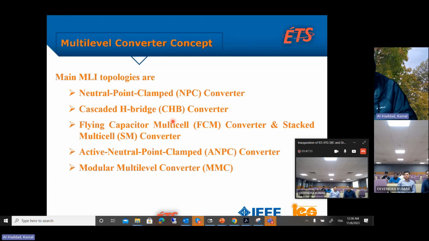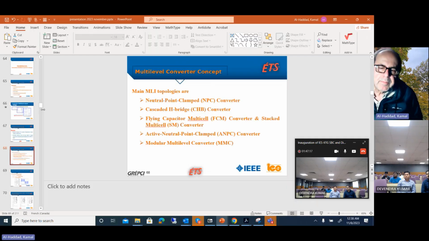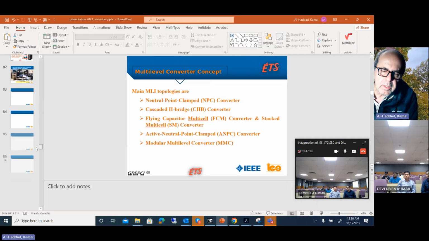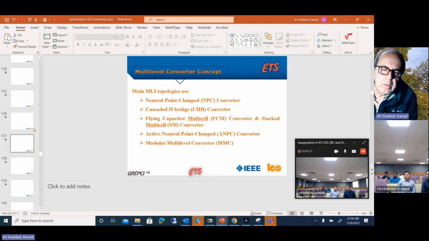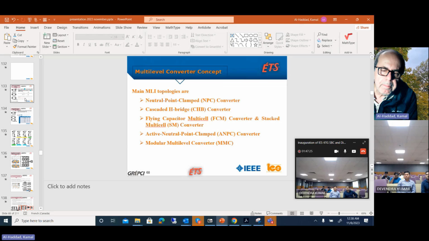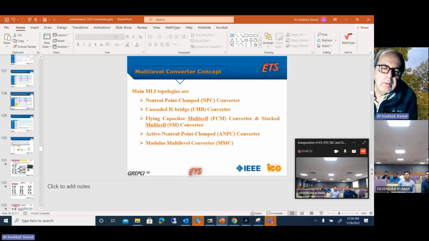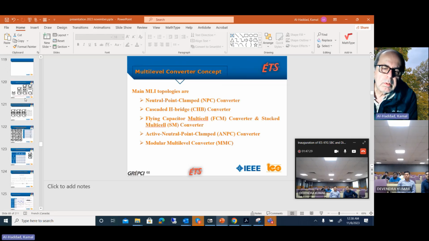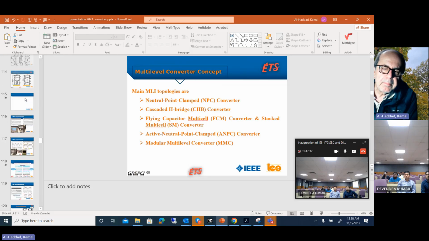I wanted to show you some of the topologies. I'm losing control of my computer. I don't know why. Probably because I have a big file.